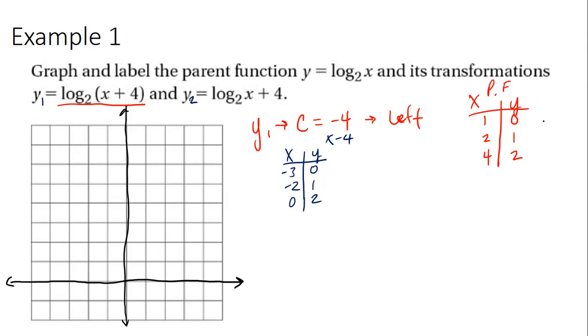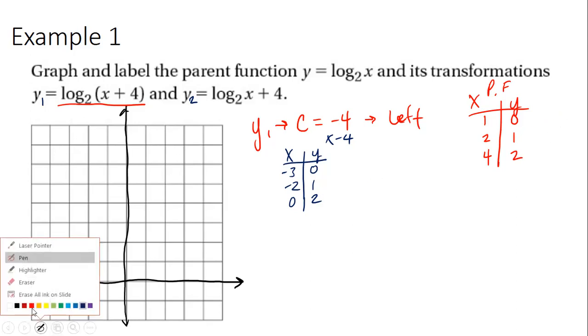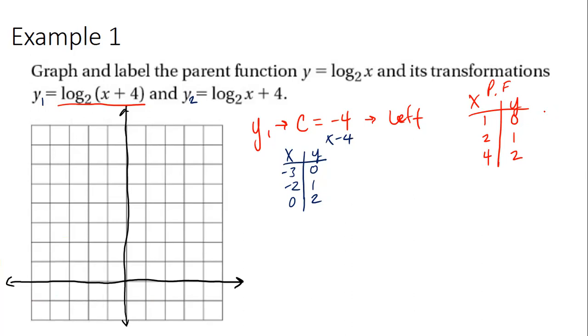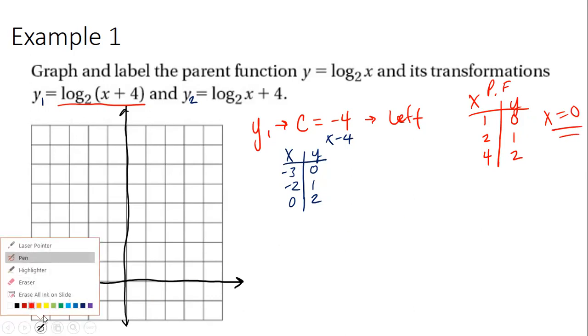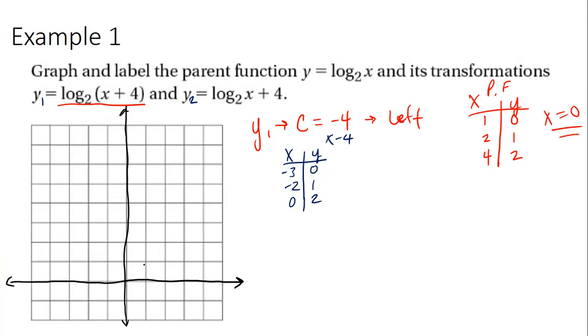The other thing to point out from here, from our original, we had an asymptote at x equals 0. So if I'm shifting to the left, what is that going to do to my asymptote? It's also going to shift with me, right? So where's my new asymptote at? What's 0 minus 4? At -4. So our graph is going to be 1, 2, 3, 4. So here's my asymptote.